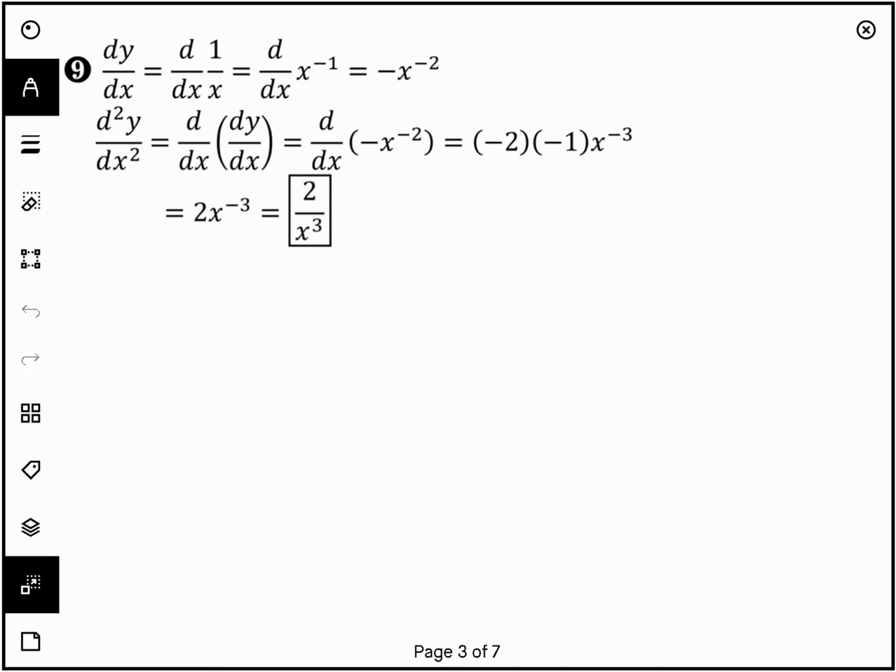Okay, and then the derivative for 1 over x, we're going to rewrite it like this. X to the negative 1 power. And then we're going to bring down the power. It's going to be negative 1 times x, and then the new power is going to be negative 1 minus 1. So that's our new value. And when we take the derivative of this to get the second derivative, we're going to bring down the negative 2 times negative 1, x to the negative 2 minus 1, so negative 3. When you combine these, you get 2x to the negative third power, or 2 over x to the third power.